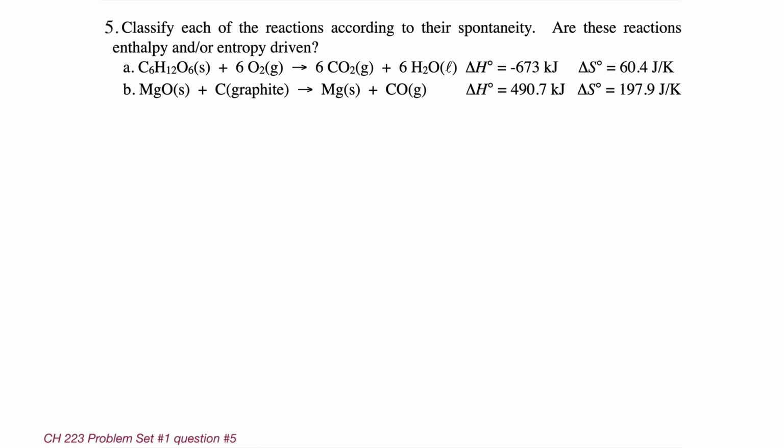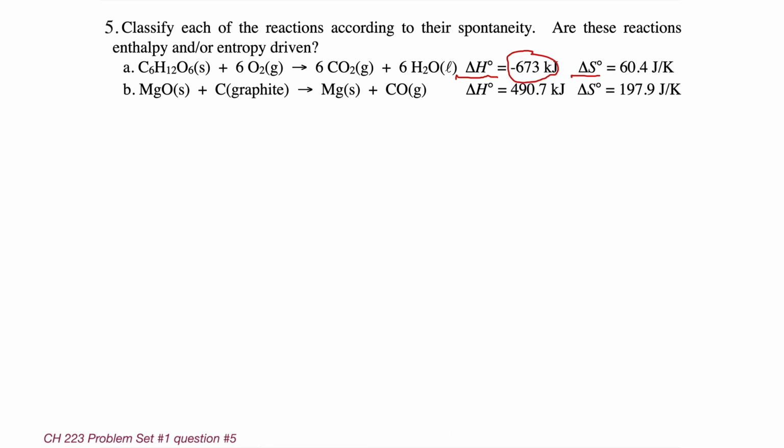So to answer this question, we need to look on the far right side at the enthalpy values, which are those delta H's, and also the entropy values. And the main equation to use here is delta G equals delta H minus T delta S. And spontaneous reactions will always have negative delta G values. So if you have, for example, like on the first one, a negative delta H, that contributes to a negative delta G. So that reaction with a negative delta H is considered enthalpy driven.